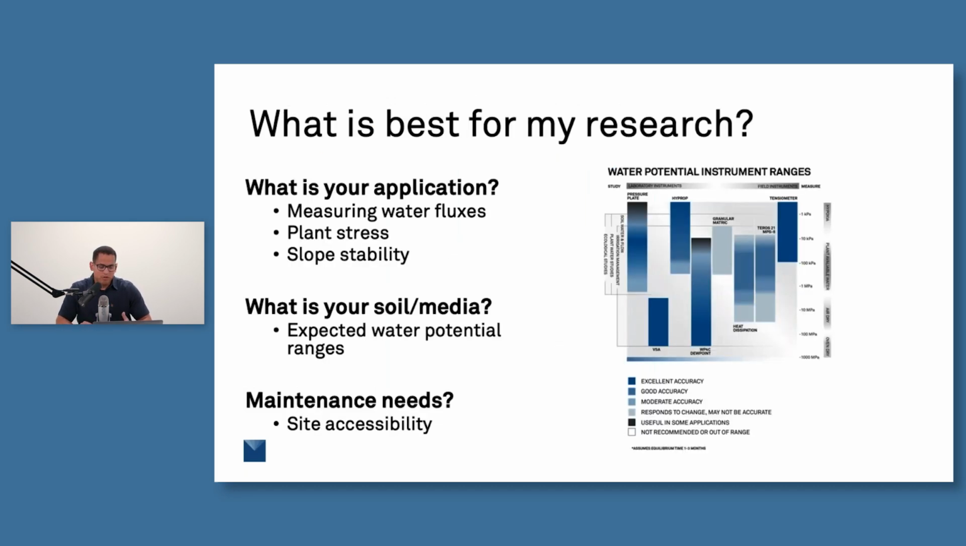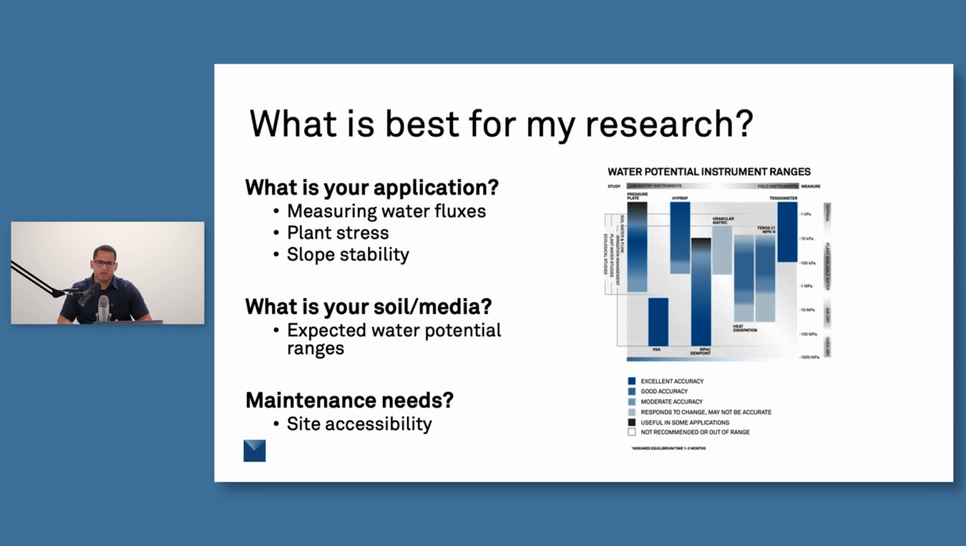So when we're thinking about what water potential sensor you want to use, there's some things that you really want to think about. One, what is your application? Am I trying to measure water fluxes? Am I more focused on plant stress? Or am I looking at things like slope stability? And you see this chart on the right here that shows the different ranges for the different types of sensors and where their accuracy ranges, and this chart's actually a little outdated, but you can see where some of their ideal ranges are and what they work in. So you want to address this, but also think about what is your soil and media and what are the expected water potential ranges that you're going to see.